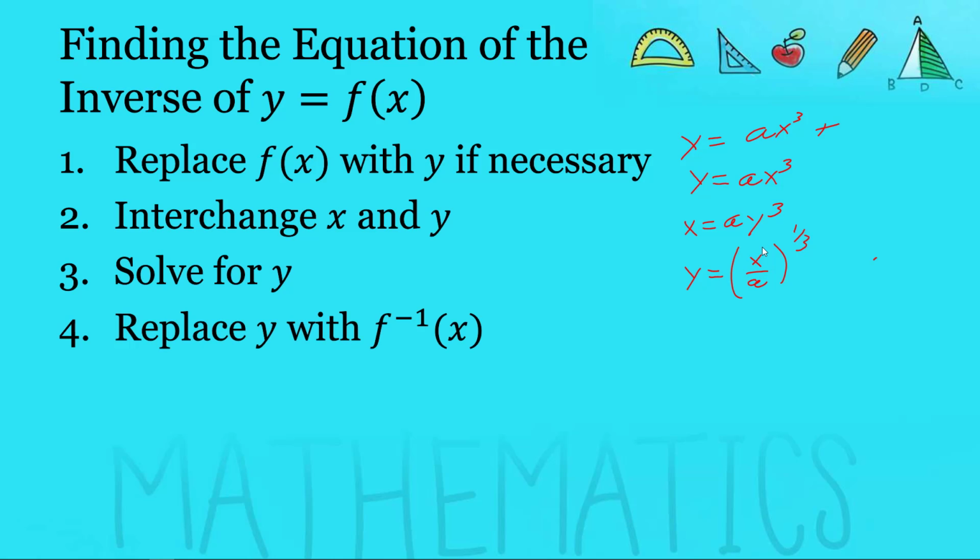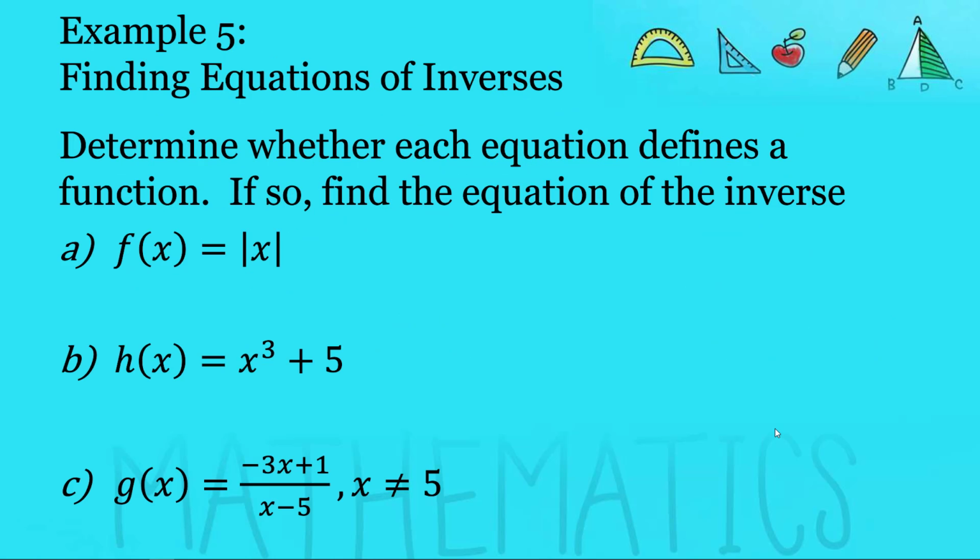And then I'm going to replace y with f negative 1 of x. And that's it. So in this particular case, if f of x is equal to a times x cubed, then its inverse is going to be x over a raised to the 1/3 power. Okay, how does this work? Well, let's take a look at these 3 problems.